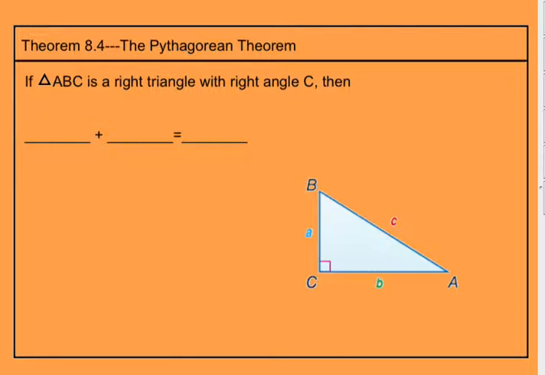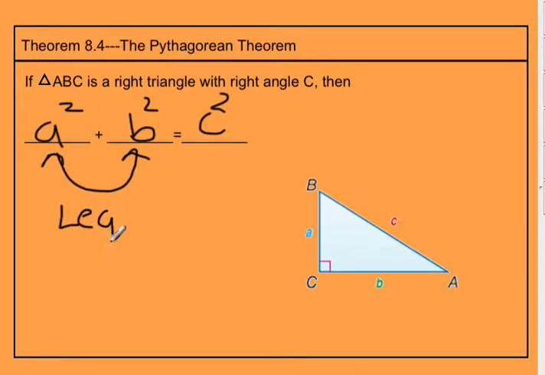So let's just talk about the Pythagorean theorem as we learned it earlier on in algebra. The Pythagorean theorem says that a squared plus b squared is going to equal c squared. Now remember that a squared and b squared are both legs of the triangle. So that means that a and b are both going to be touching the right angle. So that's how you know that they're legs. And then c squared is always the hypotenuse.